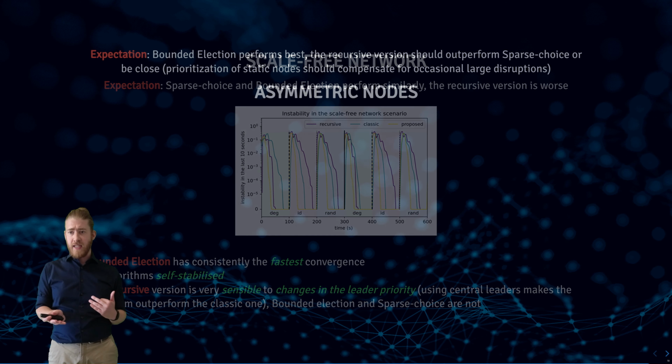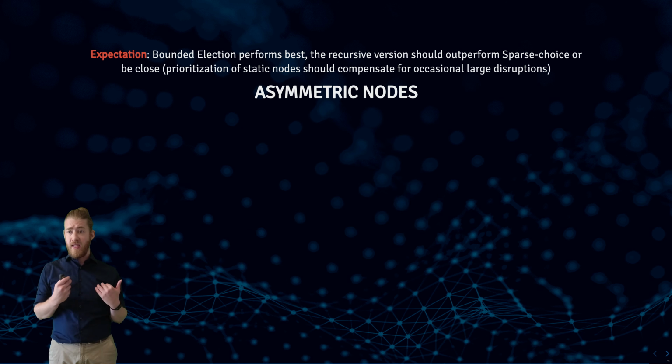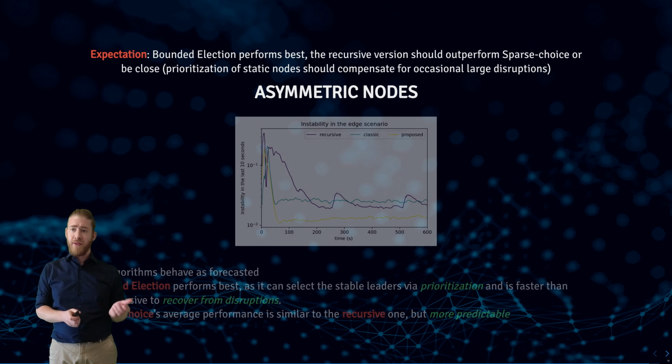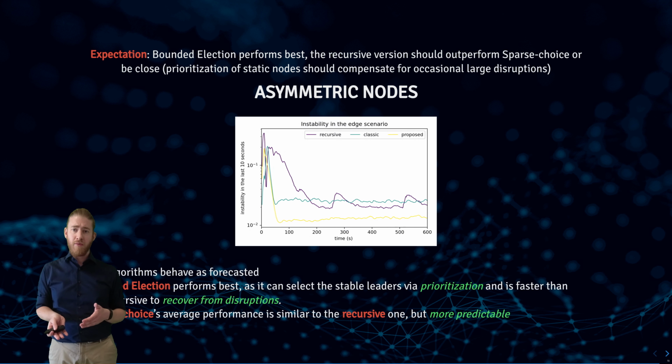With a mixture of static and mobile nodes, we expect the ability to pick the static ones as better leaders should favor both bounded election and the recursive version over the classic sparse choice. We observe that bounded election indeed outperforms the other algorithms, and we can also observe that every some time the recursive implementation leads to disruption and readjustments of the network.